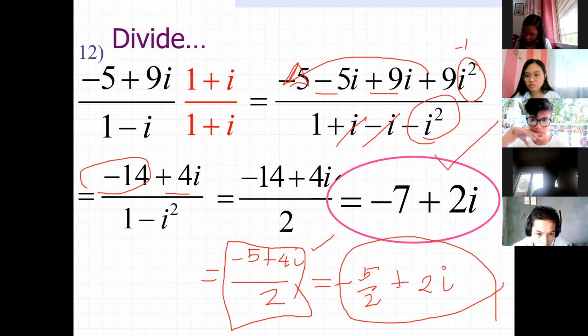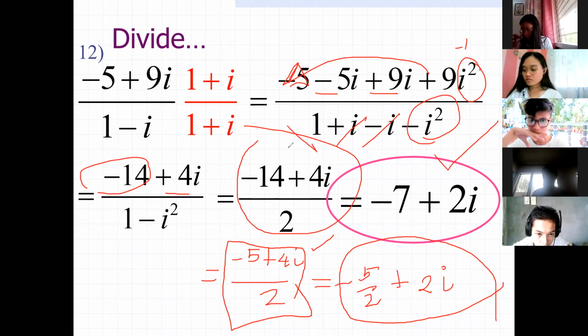Sir, can we just have the answer until here? If it cannot be simplified, yes. But since this can be simplified still, that is not a correct answer. But this can't be simplified anymore because 5 is not divisible by 2. So you can distribute the denominator or you can end it here. But the best answer again is the value of your expression in standard form.